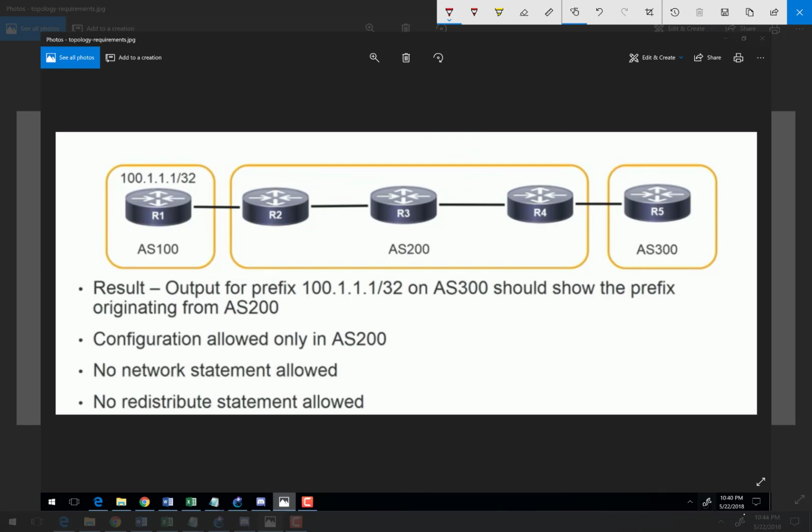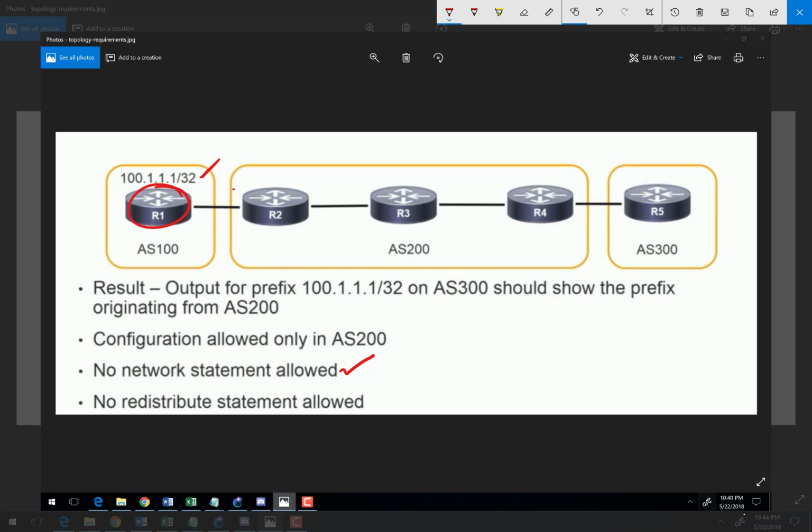So I went ahead and built this topology in GNS3 and began configuring. I wanted to point out a couple of things. I did allow myself to use a network statement only on router 1. I'm using it to inject just this route. I didn't actually know where these guidelines came from or what the nature of it was. This was just my interpretation.